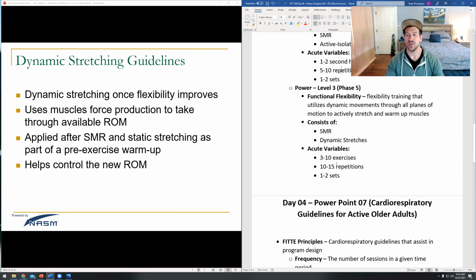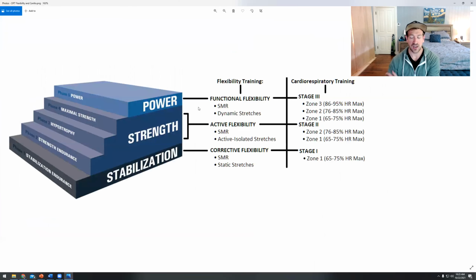So lastly, we've got clients in the power level. And the power level, you're probably not going to have too many senior clients in the power level. This is really like the peak, right? A lot of athletic training is spent in the power level, and that is going to be focused on functional flexibility. So we call it functional flexibility, that's the tool bag, right? And it consists of self-myofascial release still, plus dynamic stretches.